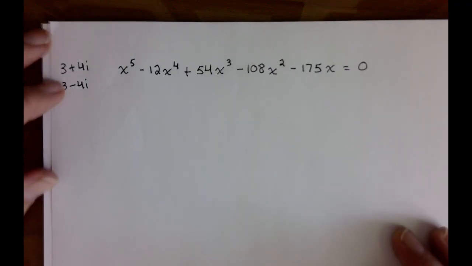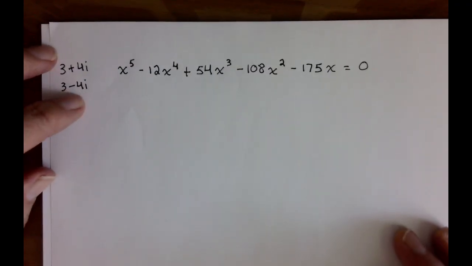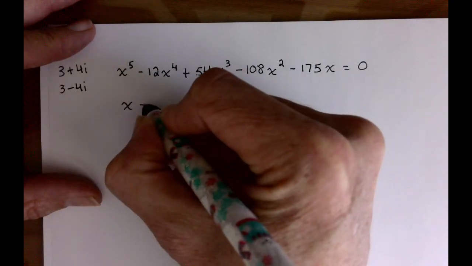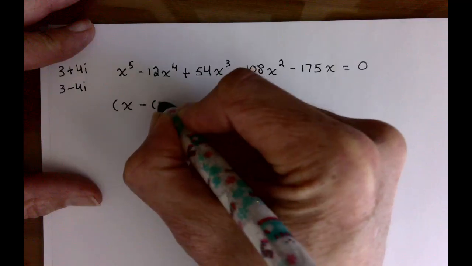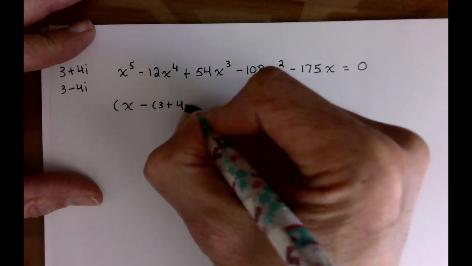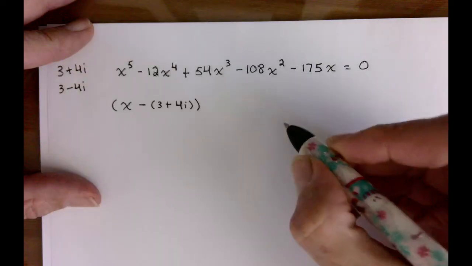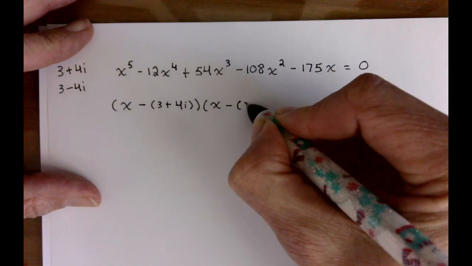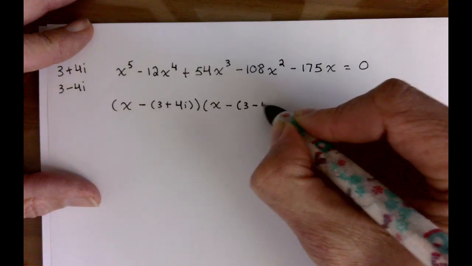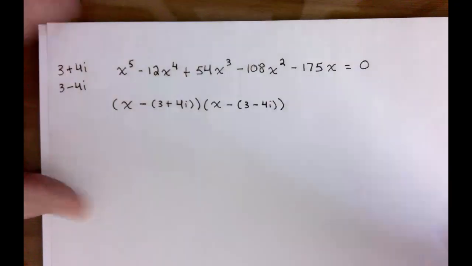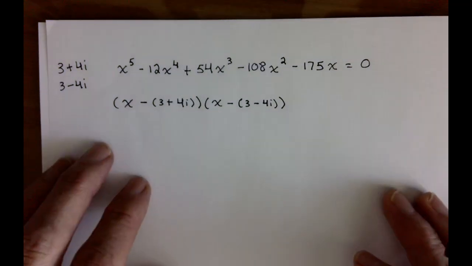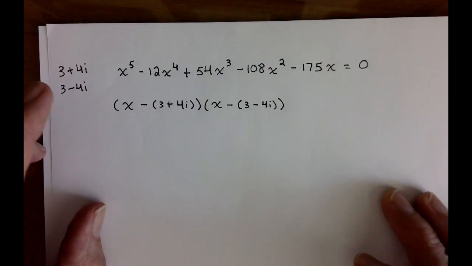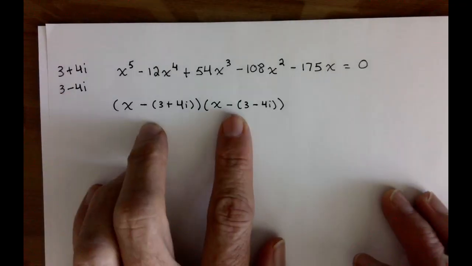Okay, so if we treat these as factors, here's what we would get. We'd get x minus a 3 plus 4i. There's one of our factors. And then we'd have an x minus a 3 minus 4i. Alright, so there's step one. They told me that 3 plus 4i is a root. I know that 3 minus 4i also has to be a root, which means they are factors.